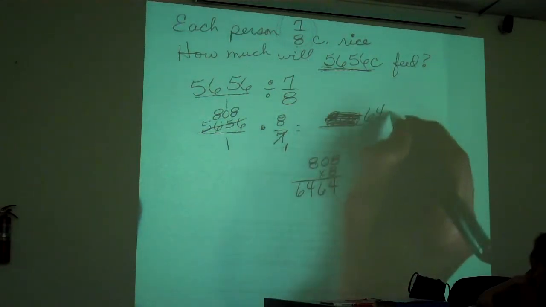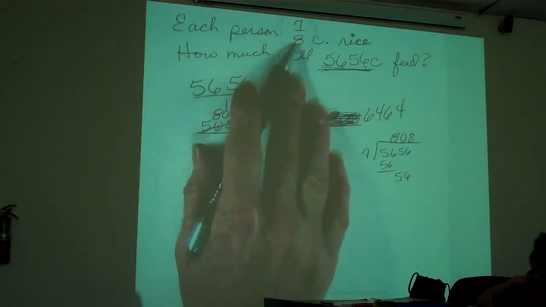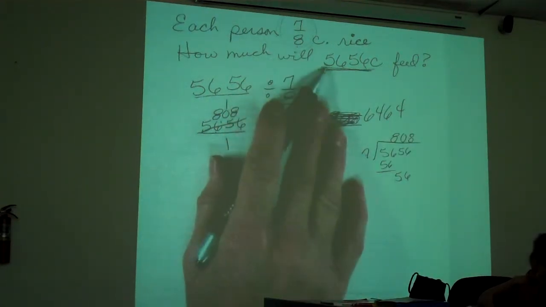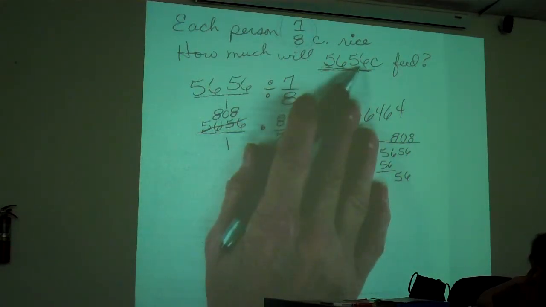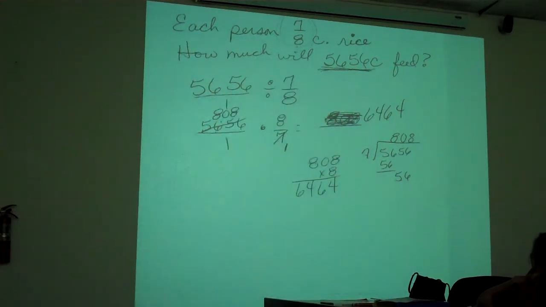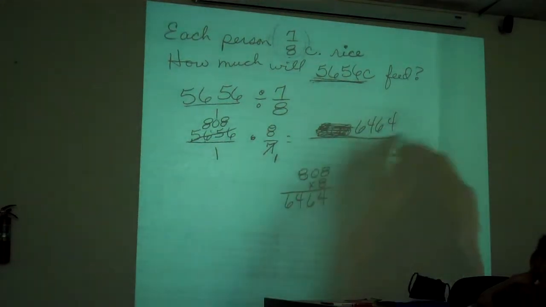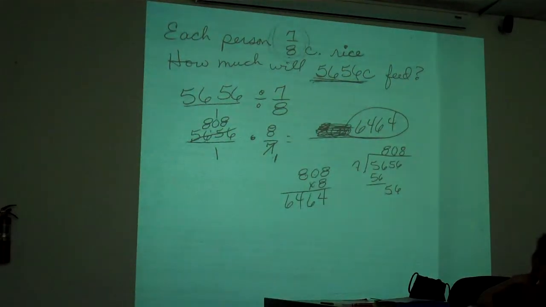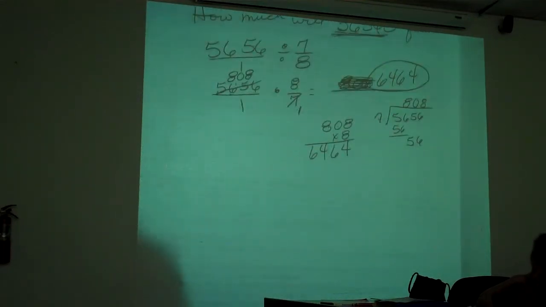Okay, so you're feeding more because you're giving them less than a cup. If you gave a cup, you would only be able to feed 56 people. But since you're giving them less than a cup, you'll be able to feed a little bit more than that. Hopefully they can live on less than a cup, but you feed a lot more people that way. Hopefully that's not all they're getting, and it'll keep them alive, right?